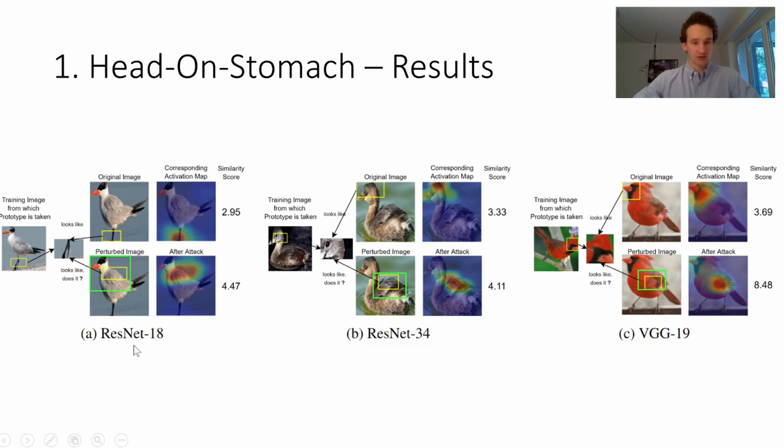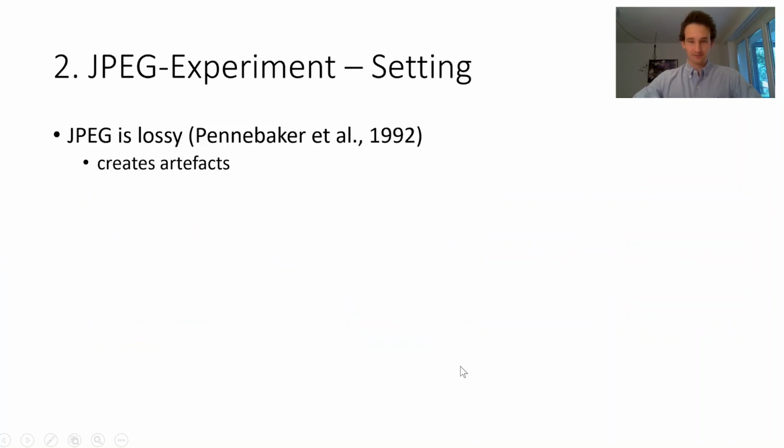We can see here one for ResNet18 and ResNet34. VGG19 was the one that we showed before. We can always see that the similarity score increases, despite the patch, or the image patch compared to the prototype, shifting in the image, yielding nonsensical results for us humans. So going from the legs to the back, and going from the head to the back again.